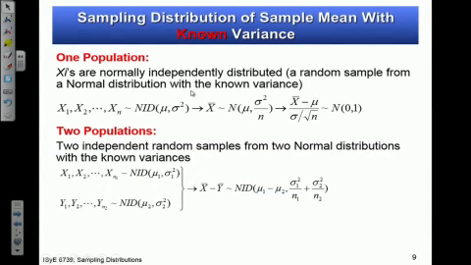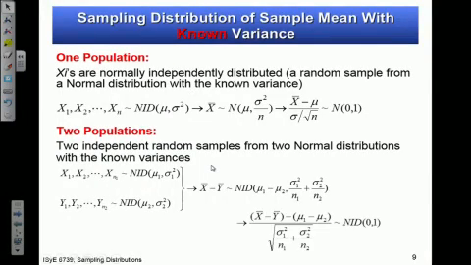The difference follows a basically normal distribution, and I can standardize it. The main assumption here is that the sample from the first population and the sample from the second population are independent. Okay? So that's basically the distribution for the difference of sample averages.